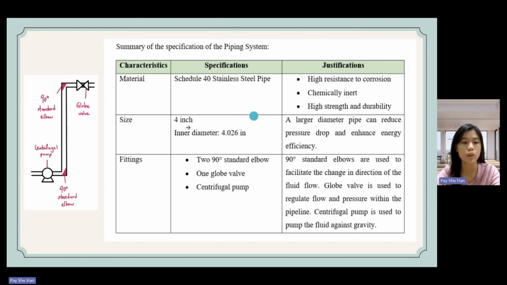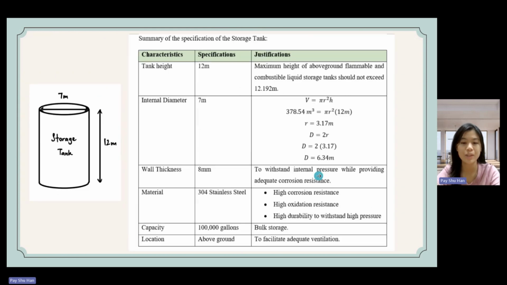As for the pipe fittings, two 90-degree standard elbows and a globe valve are installed to regulate flow and pressure within the pipeline. A centrifugal pump is installed to pump the isopropyl alcohol against gravity to the top of the tank. Next, let's have a look at the specifications of the storage tank.